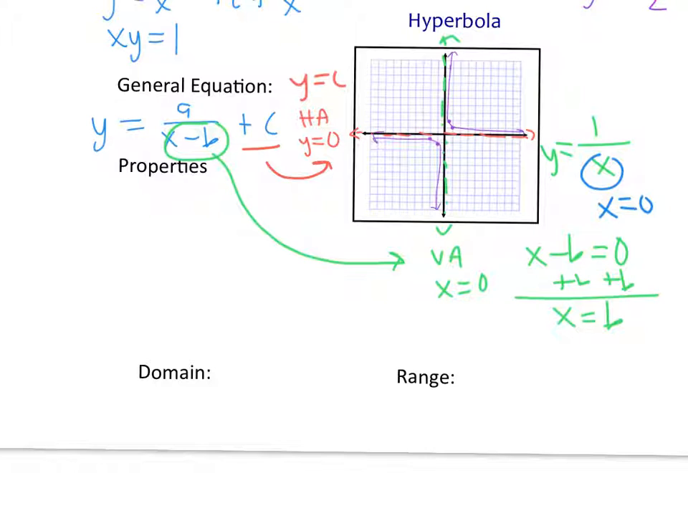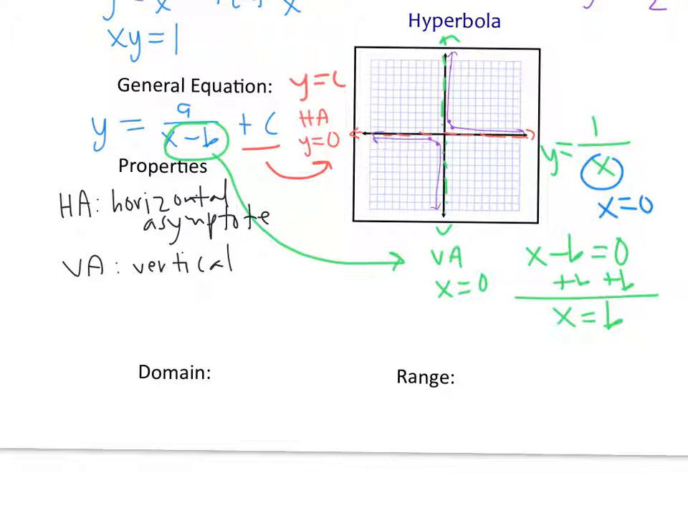Some properties about rational functions are that we have a horizontal asymptote and a vertical asymptote. And then both of the graphs that make this hyperbola have smooth curves. That is, they're somewhat like an exponential graph and a parabola in that they're not straight lines.